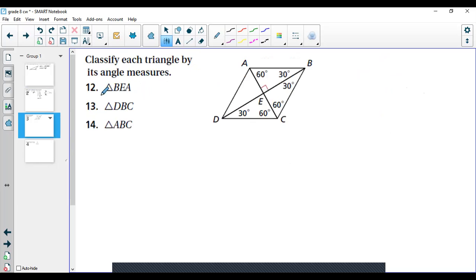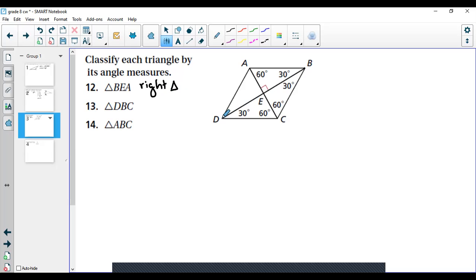Okay, let's do some more questions. Classify each triangle by its angle measures. So here you can see there are more than four triangles, four small triangles and a bigger one. So let's see. Classify each triangle. So triangle BEA. They're talking about this triangle here. As soon as you see, you know that it is a right triangle because of this. This is a right angle. So that makes it a right triangle.